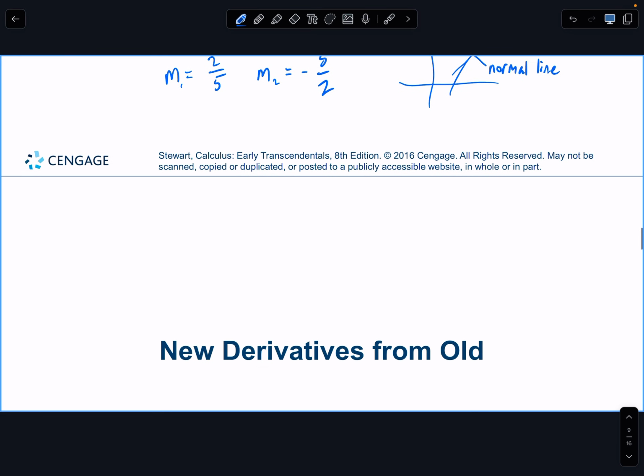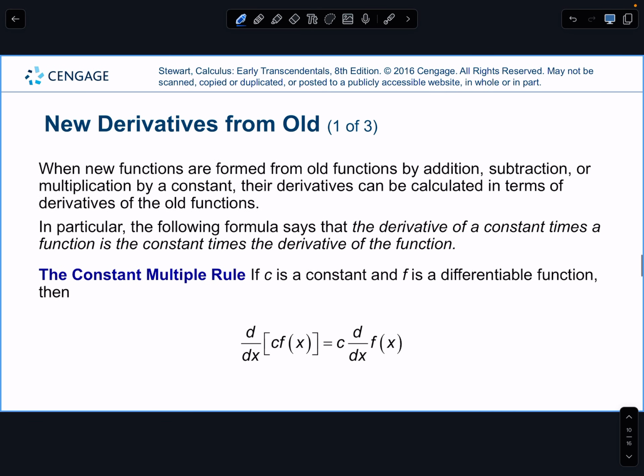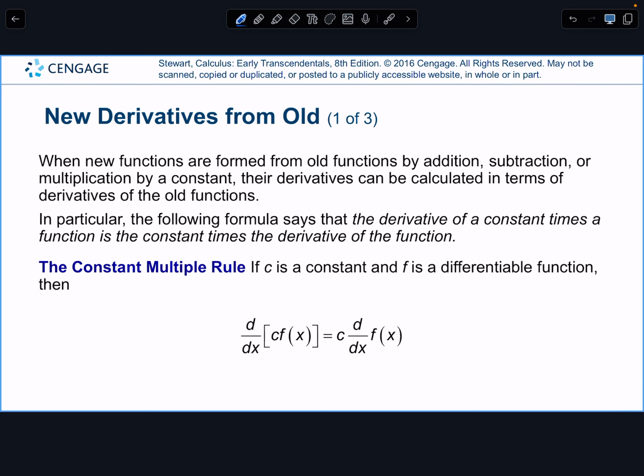All right. New derivatives from old. So we're talking here about combining functions or making a different function. Now, this is a simple example. If you're simply multiplying the original function by a constant c, like instead of x squared, you have 5x squared, what happens when you take the derivative? Well, that 5 just sticks around. It's still there once you take the derivative, and just gets multiplied by the derivative.